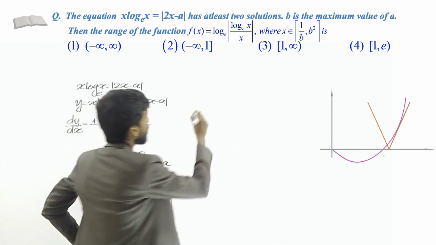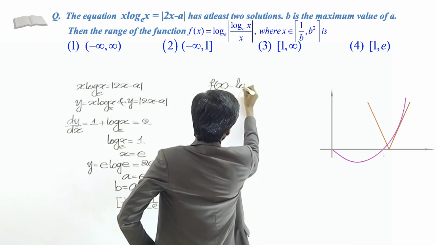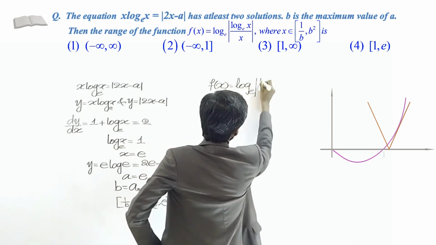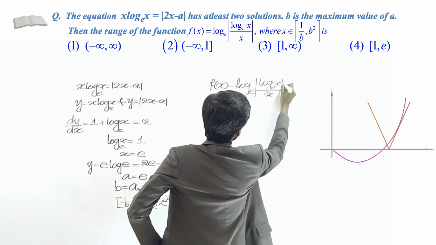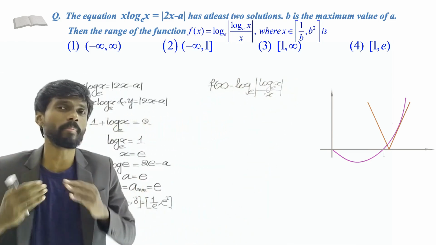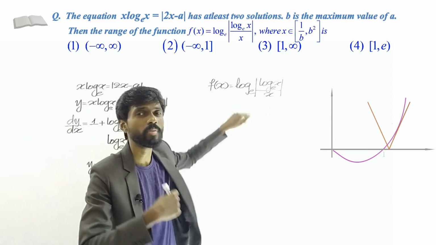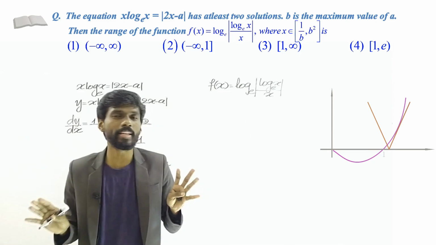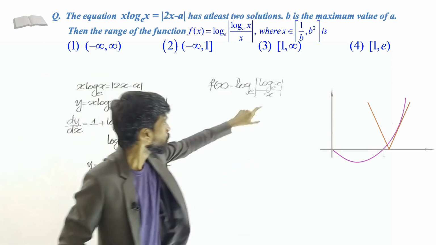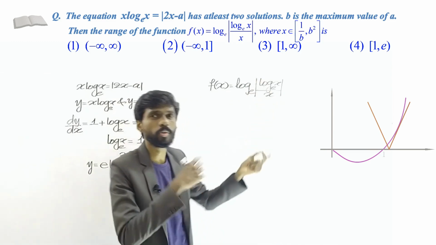Now let us take that function f of x, that is log of modulus of log x divided by x. To find the range, that means the maximum or minimum value of the function, we have to take the derivative and equate that to 0. That is the usual method. But this function is already very complicated, so let us not find the derivative. I will only consider this part. Let us find the range of this function. Later on we can take log.